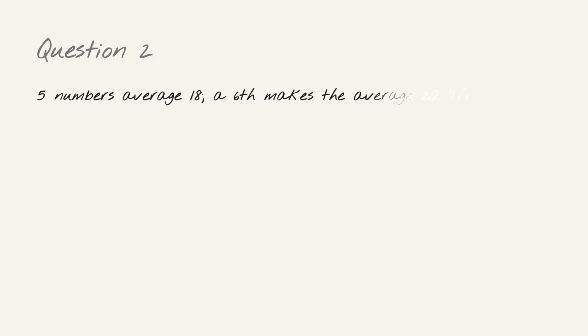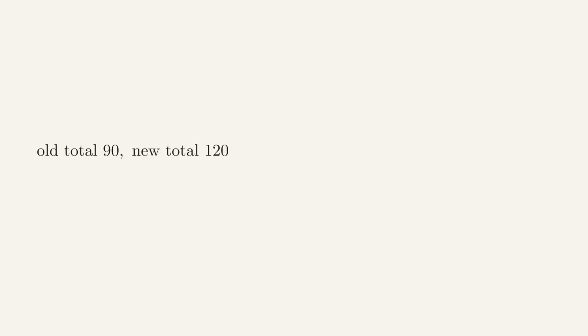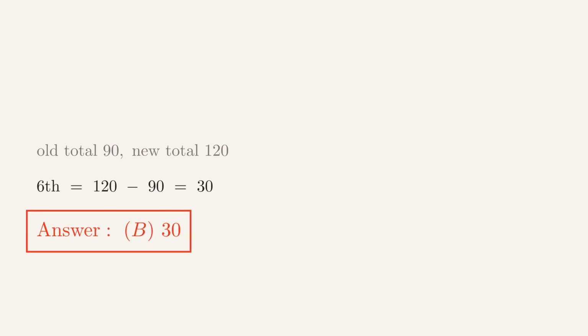5 numbers average 18. A sixth number makes the average 20. The old total is 5 times 18, 90. New total is 6 times 20, 120. The sixth number is the difference, 30. The exam phrases this a dozen ways, but it is always old total, new total, and the difference is the value that joined or left.